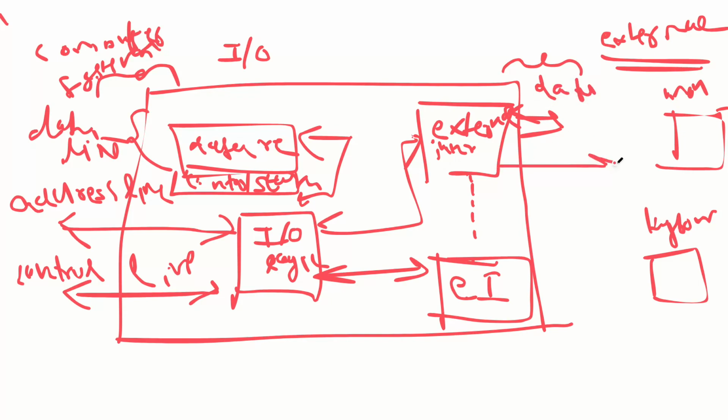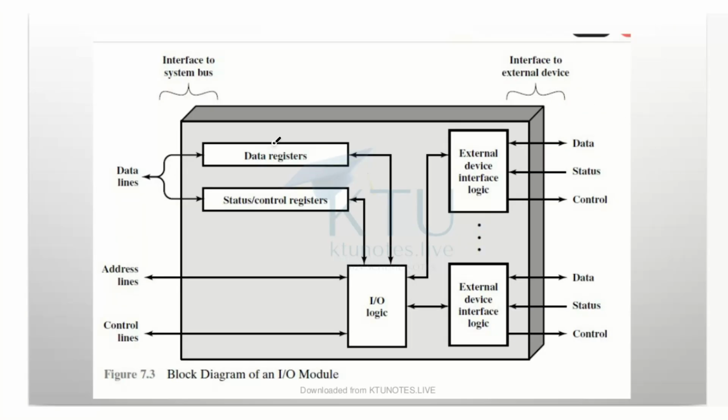The control of a device, what the device has to do, would be given from the I/O module. The control you will give, and this device would in turn give the status of the device. So you have to write the status of the device here. Understood? So here this is a clean diagram.